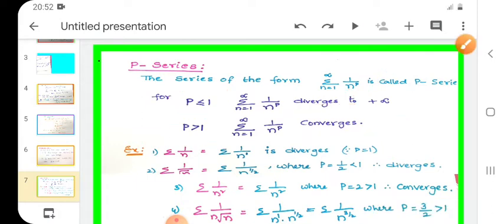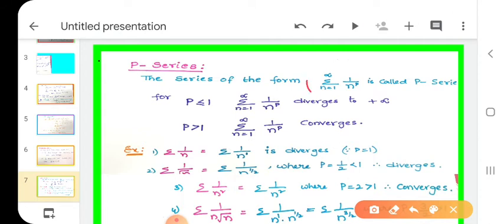Where is p? The number in the power place of n we call p. If p is less than or equal to 1, the given series is divergent. If p is greater than 1, the given series is convergent. First we should remember this form: the given series of the form summation n equals 1 to infinity of 1 by n power p.